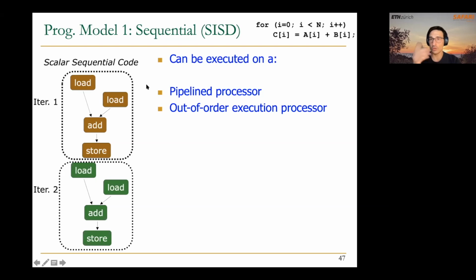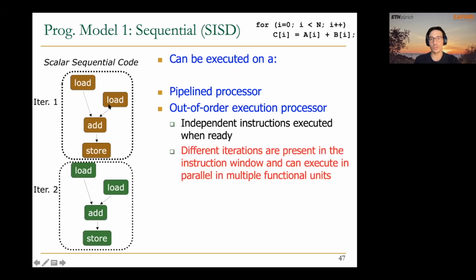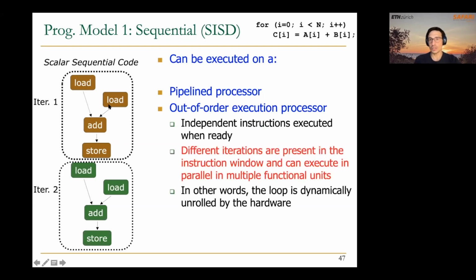Or we can execute this on an out-of-order execution processor, like an Intel CPU. And our out-of-order execution processor is going to be able to execute those instructions that are independent of each other, for example, these two loads. So multiple iterations can run in parallel as well because they are independent in this out-of-order processor. So in some sense, the loop is being dynamically unrolled by the hardware.